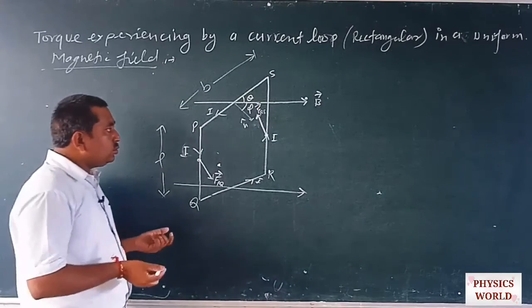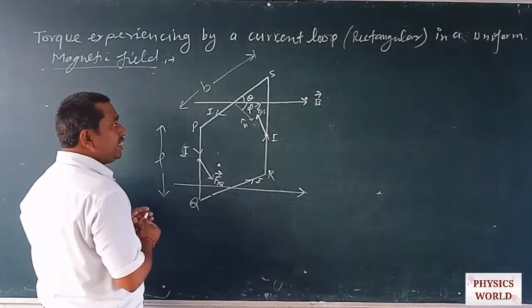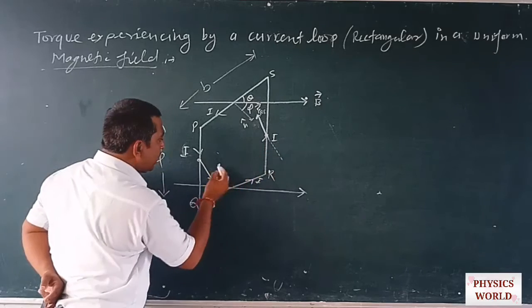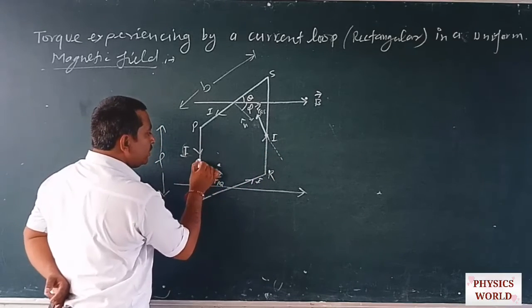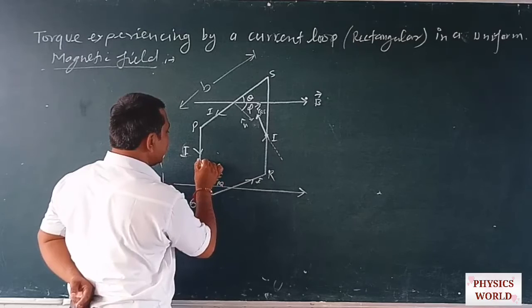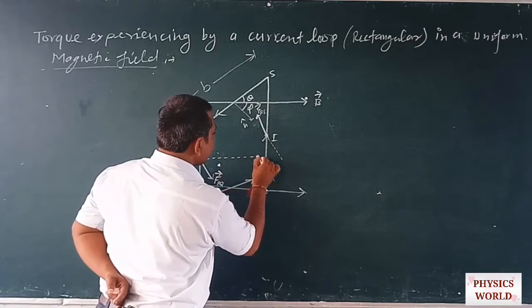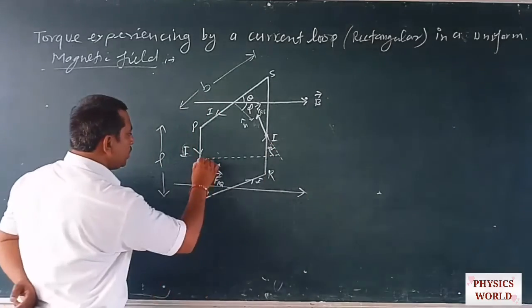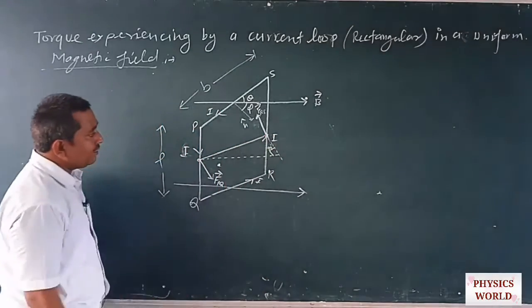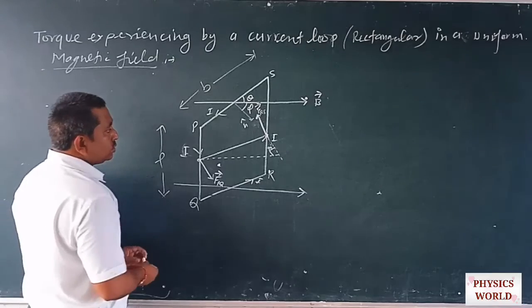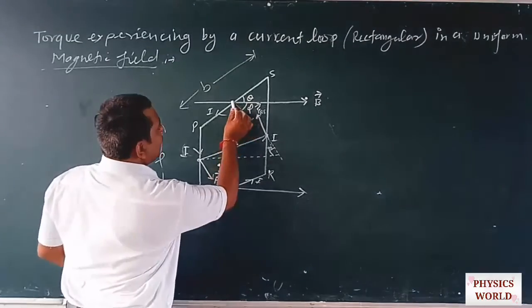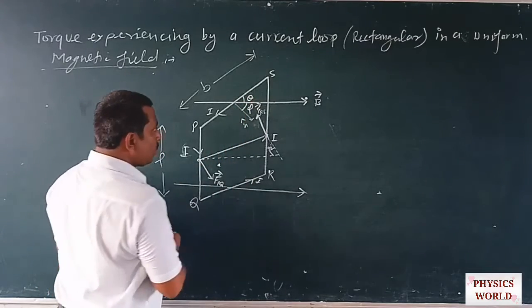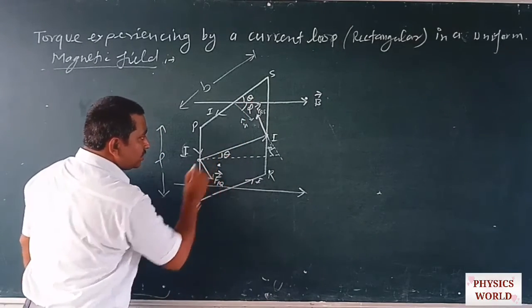If we want to calculate the perpendicular distance between these two action lines of forces, then we have to draw a perpendicular from one force to the other action line of force. This is the perpendicular distance between the two action lines of force. If the angle between the direction of magnetic field and the plane of coil is theta, then this angle is also equal to theta.